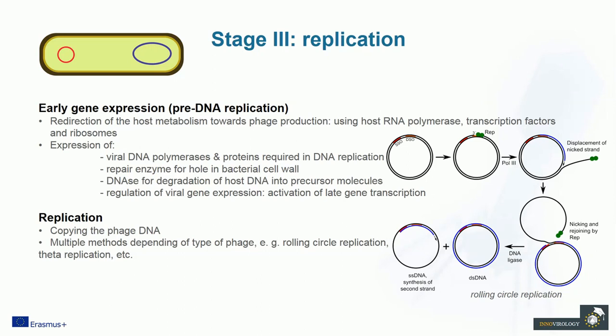Next, the DNA is replicated, which means that the phage DNA is copied. Multiple methods can be applied for replication according to the preference of the infecting phage. One example is the rolling circle replication, in which one strand of the circular double-stranded DNA is nicked and the 3' end is elongated using the unnicked DNA strand as template. The 5' end is displaced. The displaced strand is complemented and the replicated DNA circularizes again.